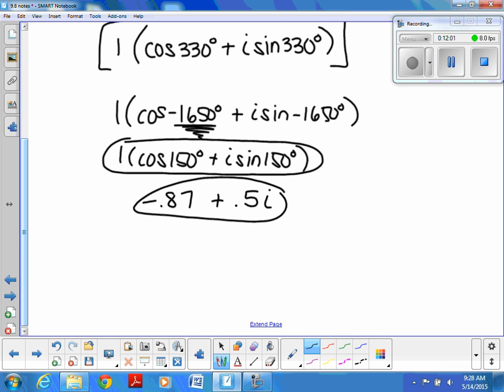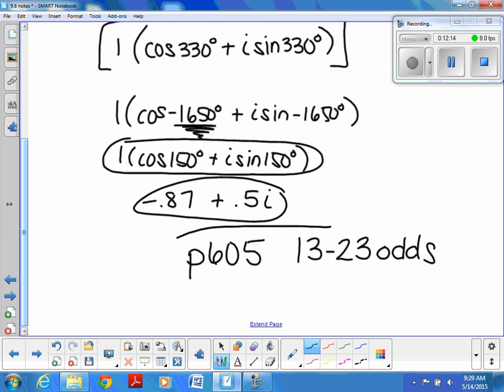Any questions on what we're doing, de Moivre's theorem? Page 605, 13 through 23 odds. How many problems is that? 6. That's plenty, I think. 6 should be plenty. Depends on which form it is. Sometimes it's in complex, sometimes it's in polar.